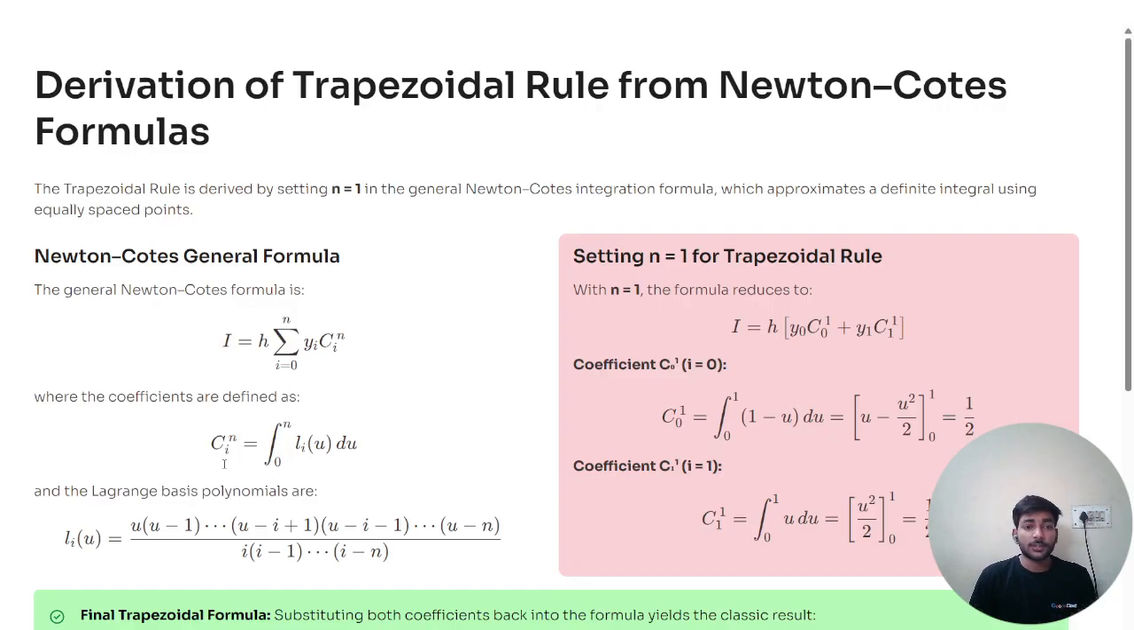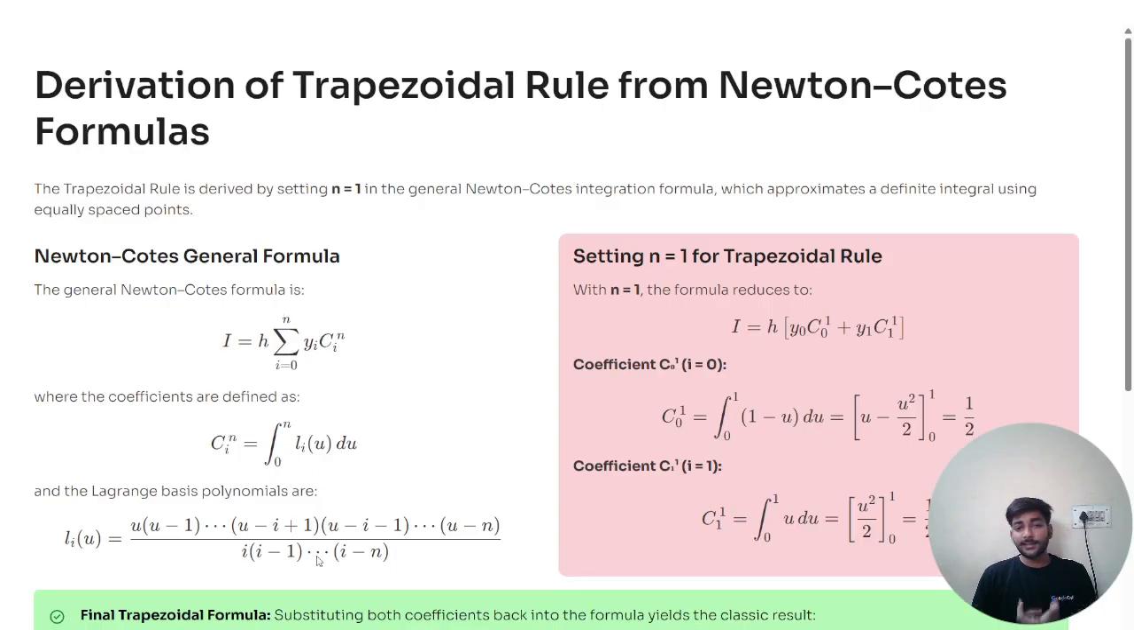Here, these are the Newton-Cotes formulas. These are the three Newton-Cotes formulas. I is equal to h summation i equals 0 to n y_i c_i^n, and this is the second formula: c_i^n equals integral from 0 to n of l_i(u) du, and this is the third formula: l_i(u) equals u(u minus 1)...(u minus i plus 1)(u minus i minus 1)...(u minus n) divided by i(i minus 1)...(i minus n). This is the general formula of the Cotes.